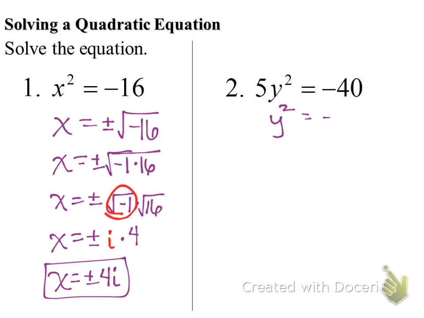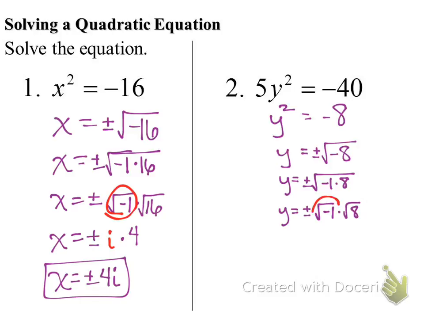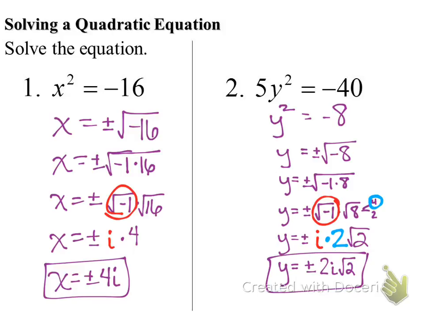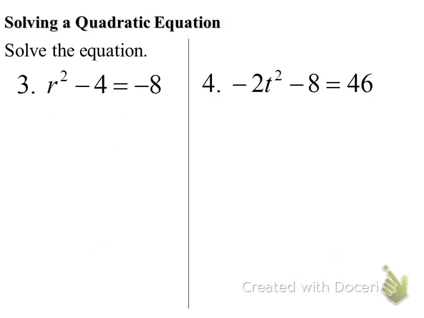So y squared equals -8. Does it always have to be a lowercase i? Always has to be a lowercase i. So I'm going to have plus or minus, times 2 times the square root of 2. So plus or minus 2i times the square root of 2. Next examples you don't have written on your paper. Let's see if we can do them.